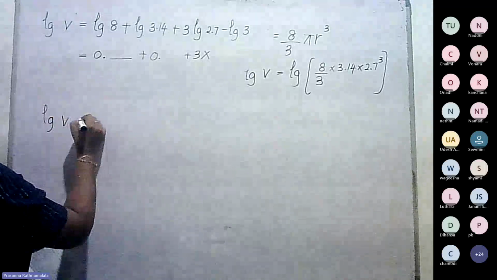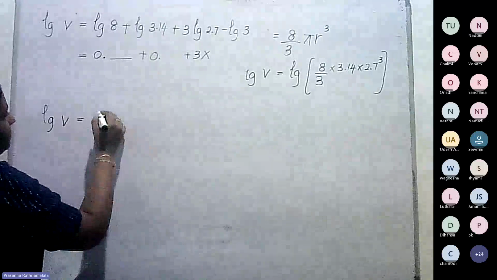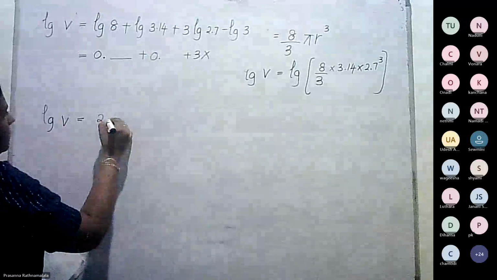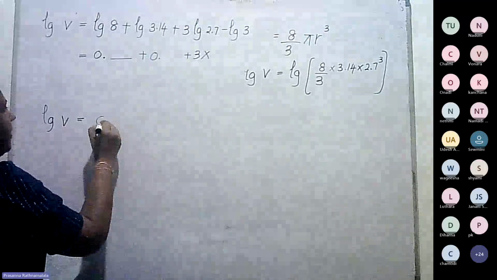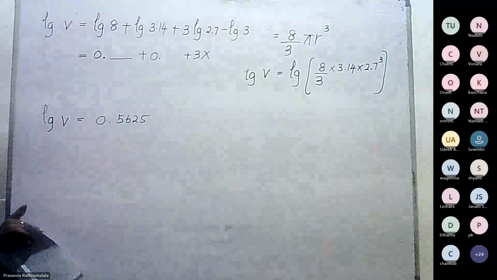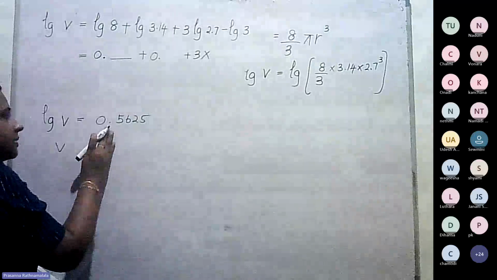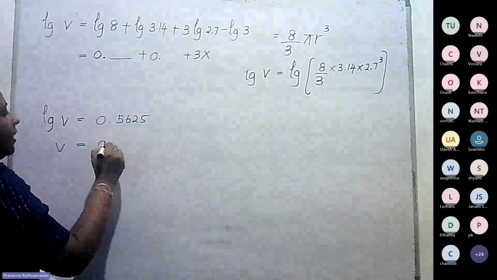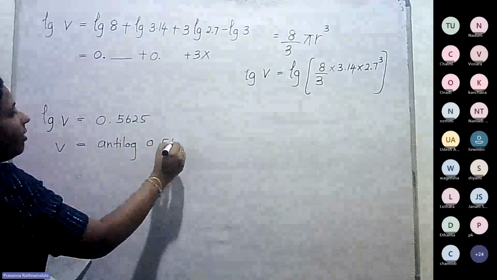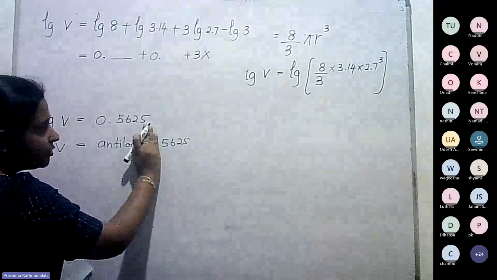Logarithm of V. After doing all these calculations, you get 0.5625. Then to find the value, this is not the answer. To find the value of V, you get the antilog of 0.5625. Then you know that first you neglect this characteristic.